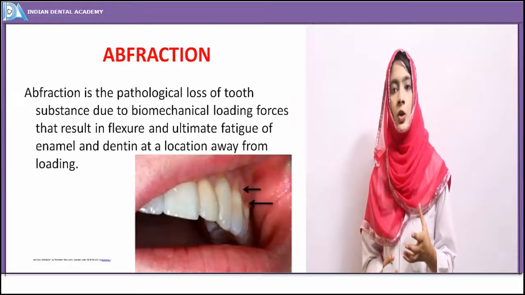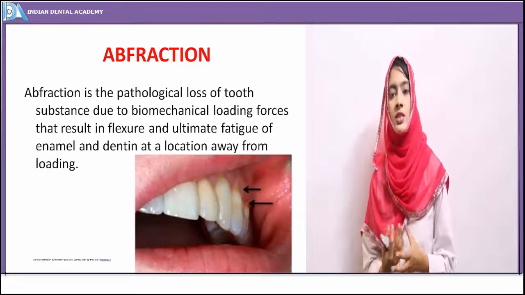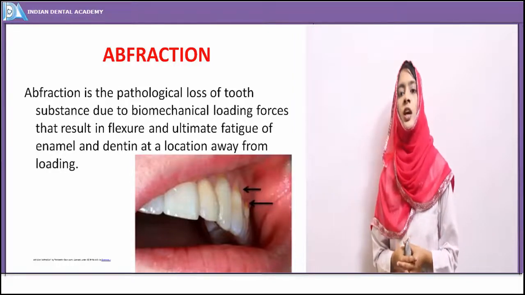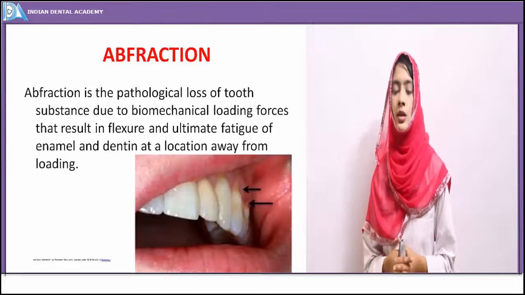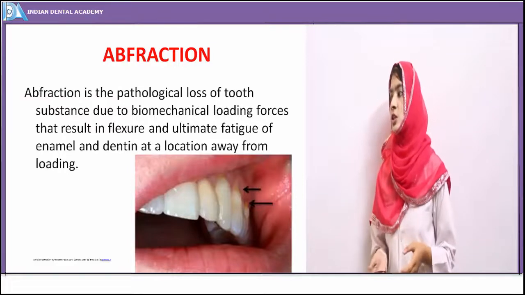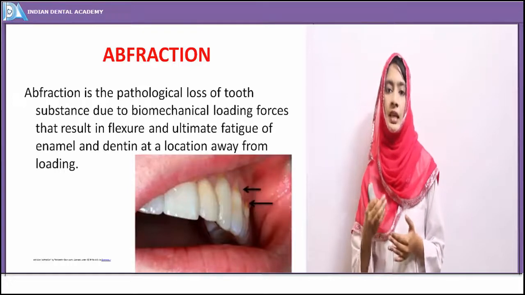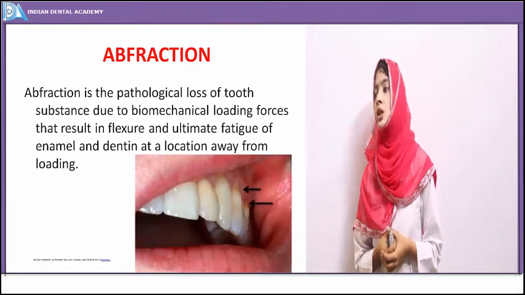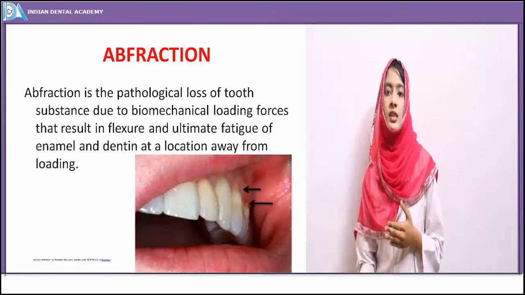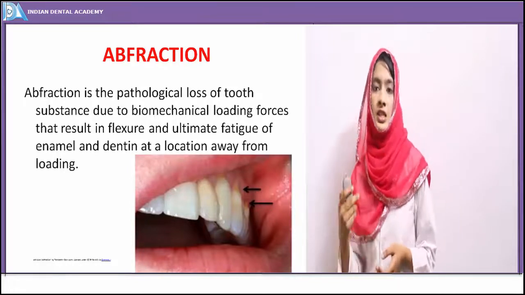Abfraction is nothing but the loss of tooth surface occurring because of the flexional forces occurring in the tooth. Whenever the tooth is subjected to some masticatory load, there is some amount of flexion occurring in the tooth because of the tensional and compressional forces within the tooth surface. So these biomechanical loading forces result in flexure of the tooth surface. Ultimately, enamel is fractured from the surface of the tooth. Abfraction is most commonly seen on the cervical third of the root surface, or the cervical third of the crown.